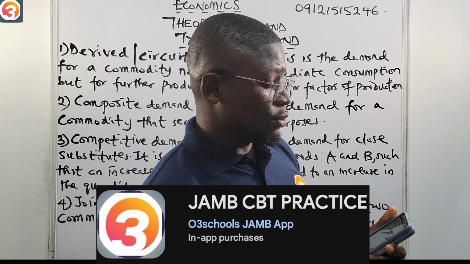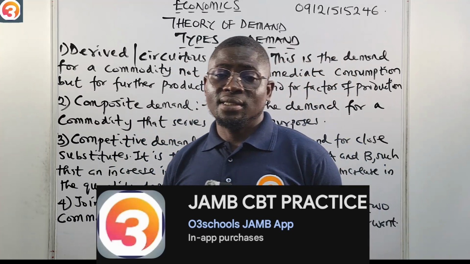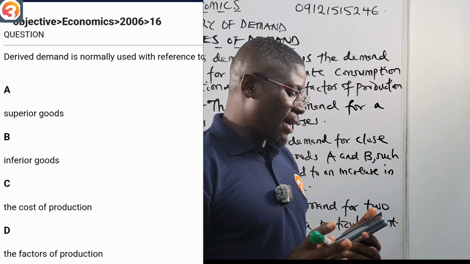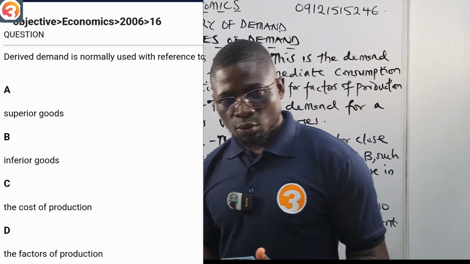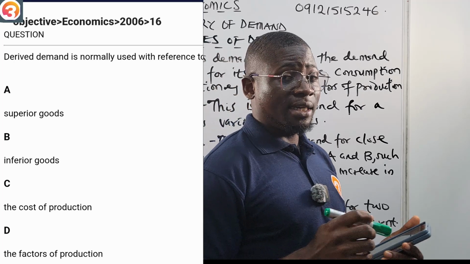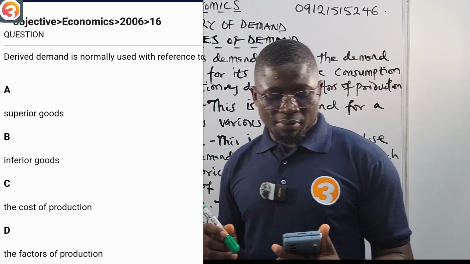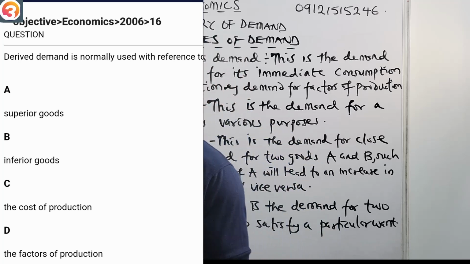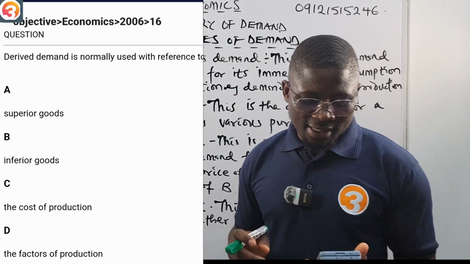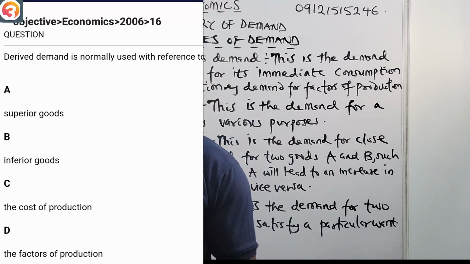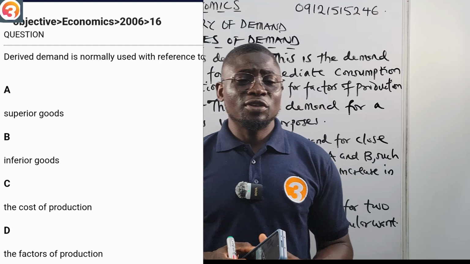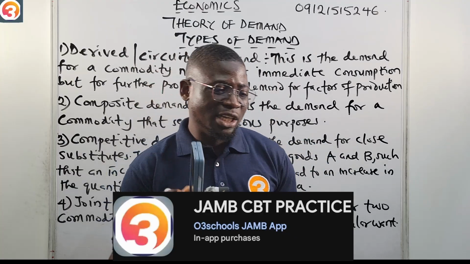This is a 2006 question, number 16. It says here that derived demand is normally used with reference to: A says superior goods, B says inferior goods, C says the cost of production, D says the factors of production. Okay, so the answer is there, it's looking at you and you're looking at it. We'll come back to this question and answer many more questions at the end of the class.